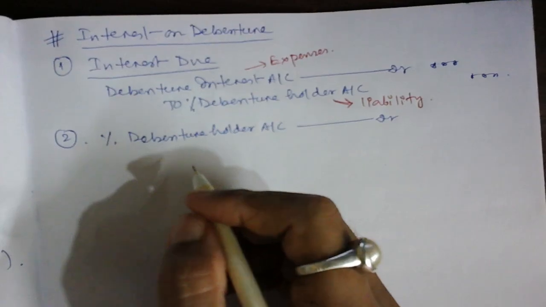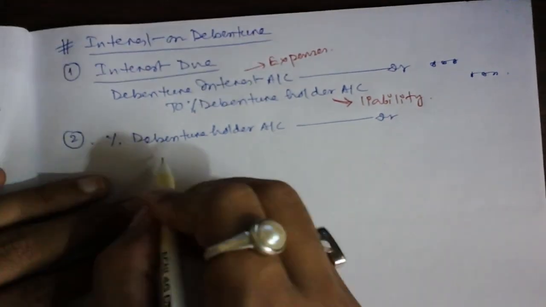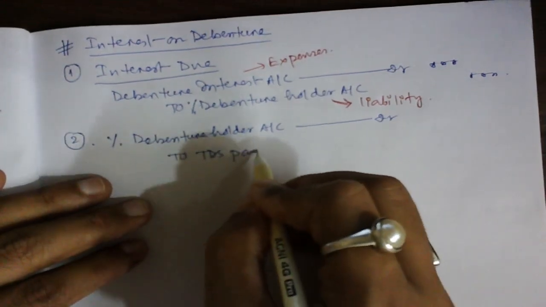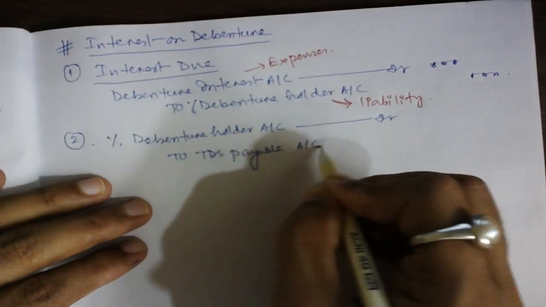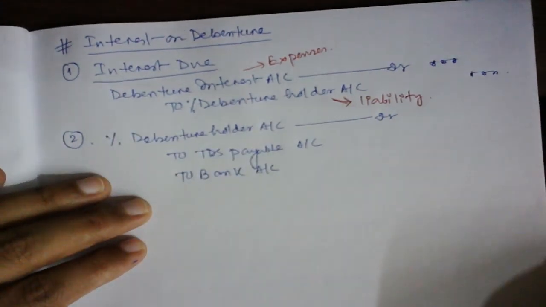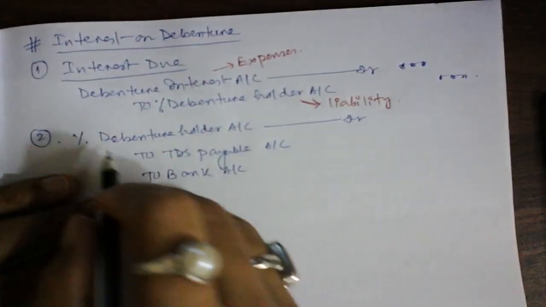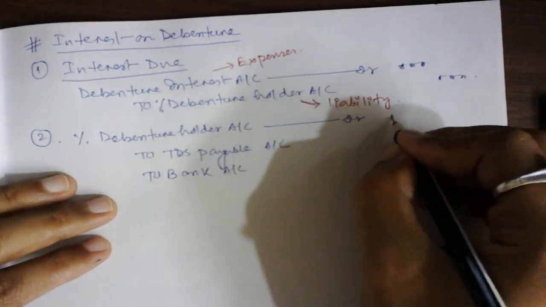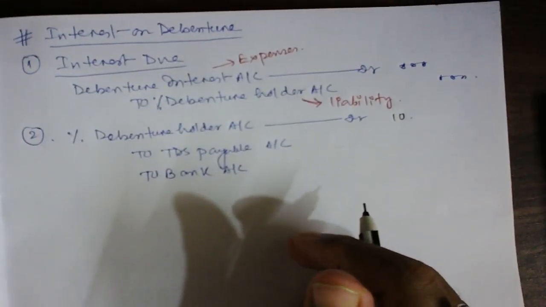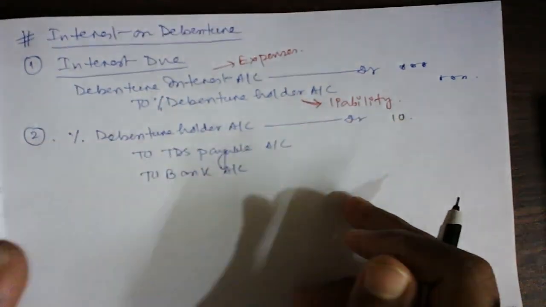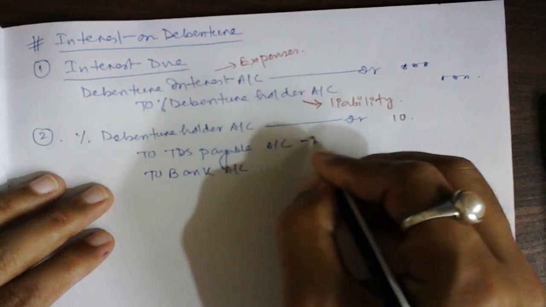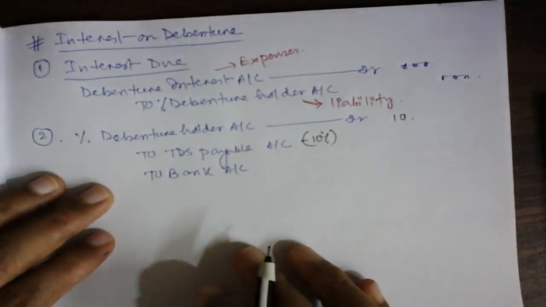Acha, the important thing is that if there is a TDS to be deducted from the interest component, so TDS payable account to bank account. Now I am going to tell you one important thing. Suppose let's take an example hypothetically that debenture holders have to be paid 10 rupees of interest. सबको पे करना है 10 rupees and 10% is the rate of TDS. Okay, 10% is the rate. Tax का rate कितना है 10%.